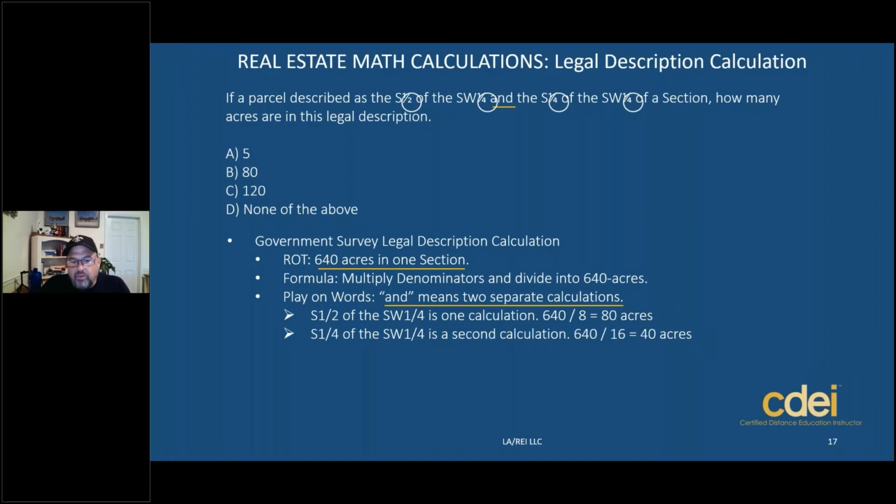The second calculation is going to be the right side of the "and," and that's the south 1/4 of the southwest 1/4. Again, I'm multiplying my two denominators together. I get 16, divide that into 640, and I get 40 acres. Now, all I've got to do is add the two together. So this legal description with the word "and" in it is 120 acres, okay?